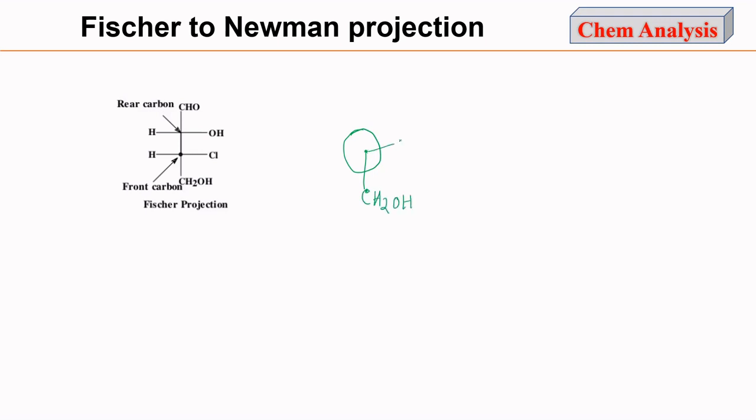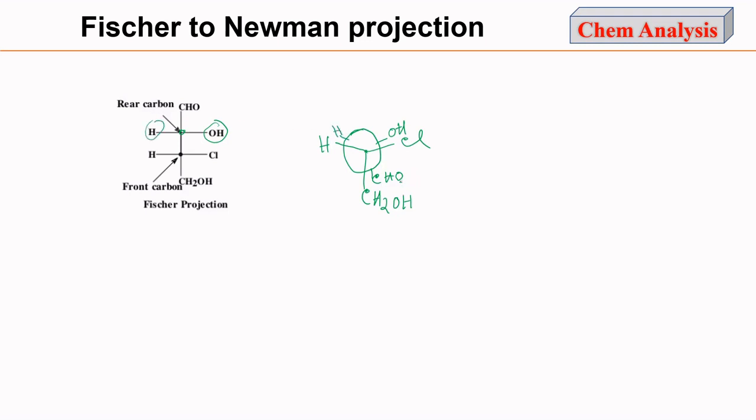On the right side there will be a chlorine atom, and on the left side there is a hydrogen atom. On the back carbon, the CHO group is vertically on top, so it will be eclipsed with the CH2OH group, and on the right side there will be OH, and on the left side there is hydrogen.